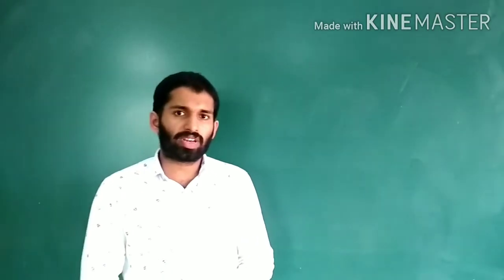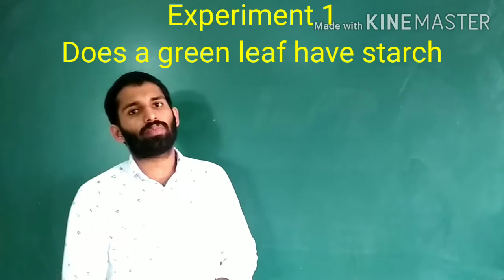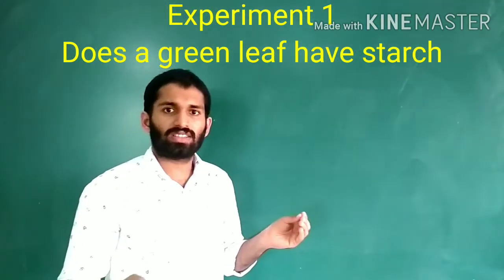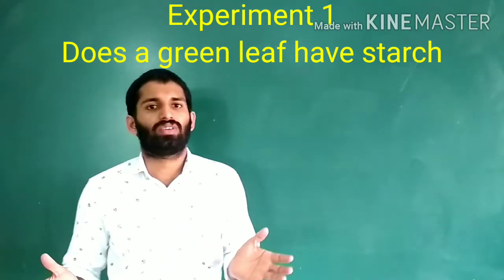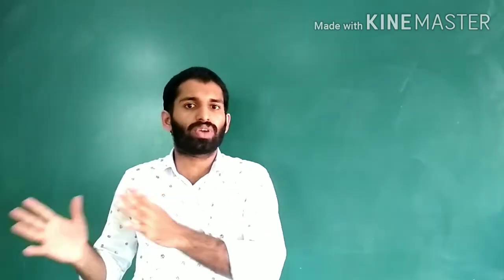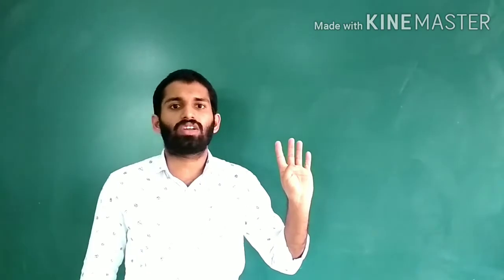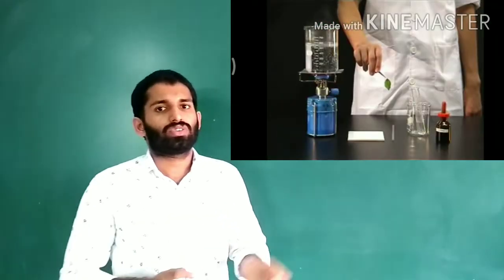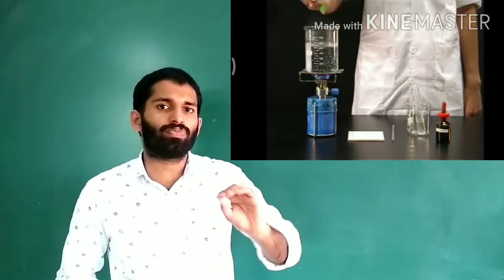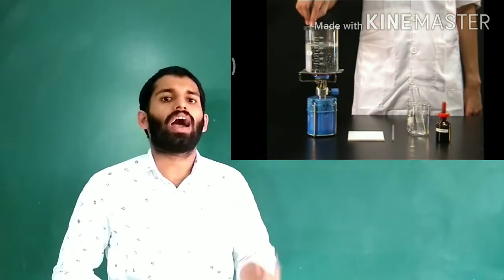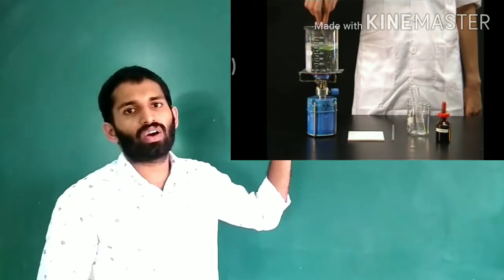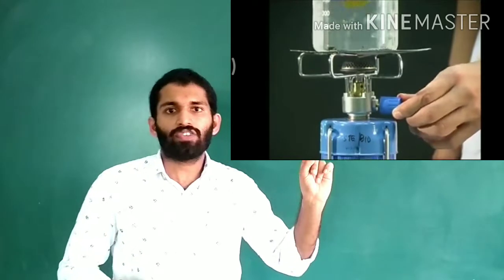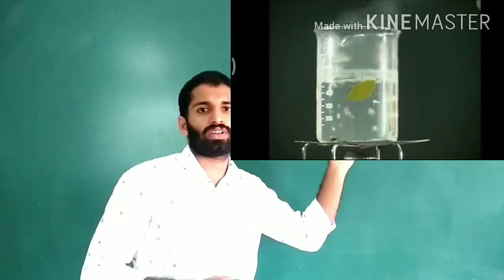Okay. What is experiment number 1? In experiment number 1, we will check whether the leaf contains starch. There are some steps for doing this experiment. The first step is to take a leaf from a healthy plant. After taking the leaf, what should you do? You should take the leaf and first boil it in hot water, as you can see here.